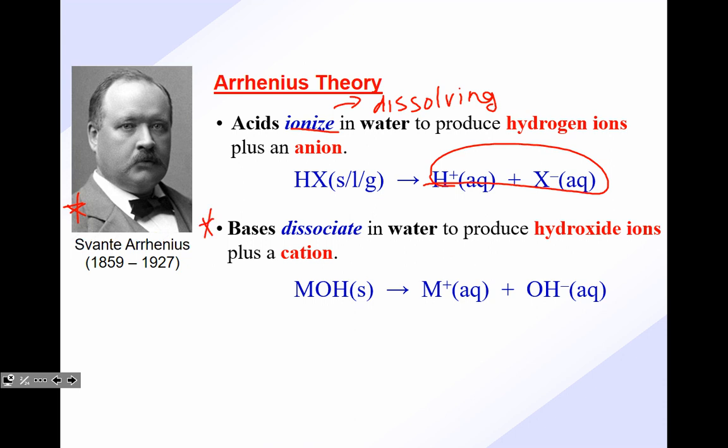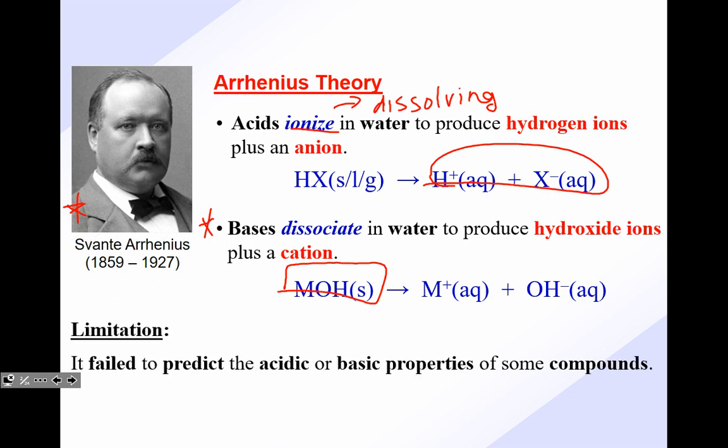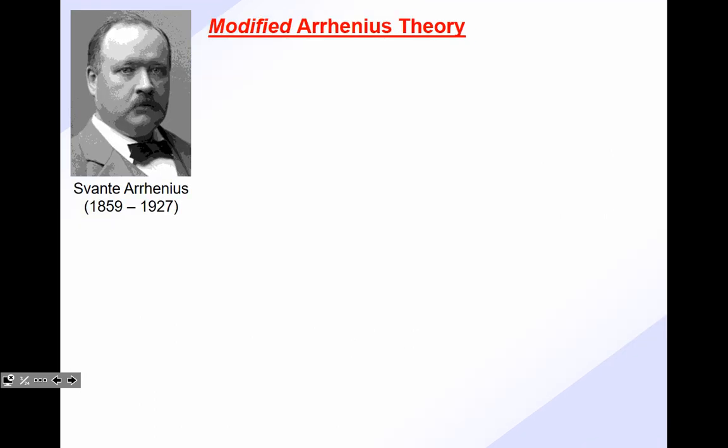He also said, hey, listen, bases dissociate in water to produce hydroxide ions plus a cation. And this, of course, only happens with bases that have the hydroxide ion in the actual chemical formula. So it failed to predict the acidic or basic properties of some compounds, like ammonia, for example. Ammonia shows up as a base because it has a pH higher than 7, except there's no OH, right? So Arrhenius is like, dude, I think you're wrong because this is the data that we have. So then he modified his definition.